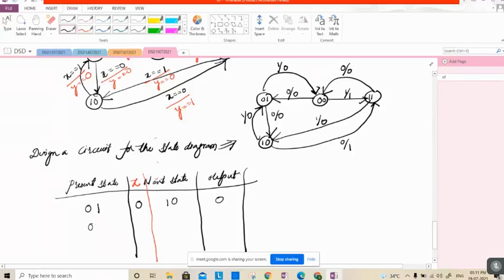Now I'll take 0 1 as the present state, and if x is equal to 1, what will happen? 0 0 is my next state, and what is my output? 0, right? And if I consider 1 0 as my present state, and if x is equal to 0, what will happen? 1 1. What will be the output? 1. Right. And 1 0 as the present state, and if x is equal to 1? 0 1. What about the output? 0, right?